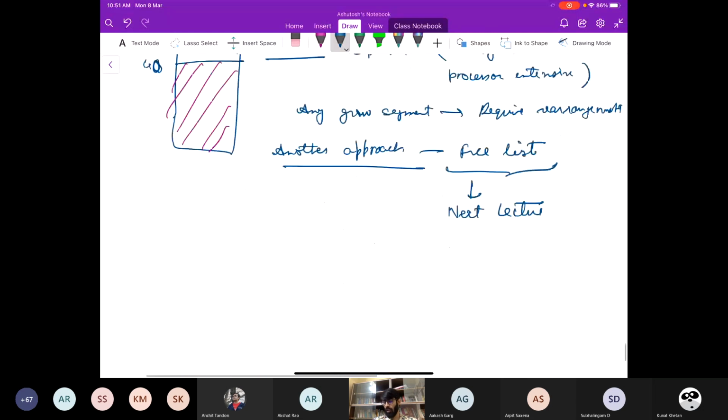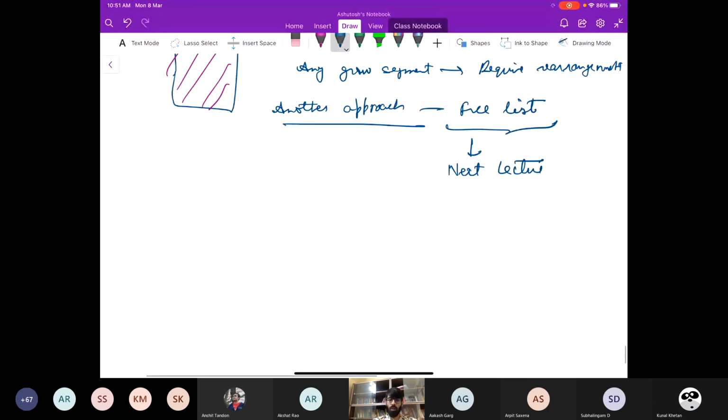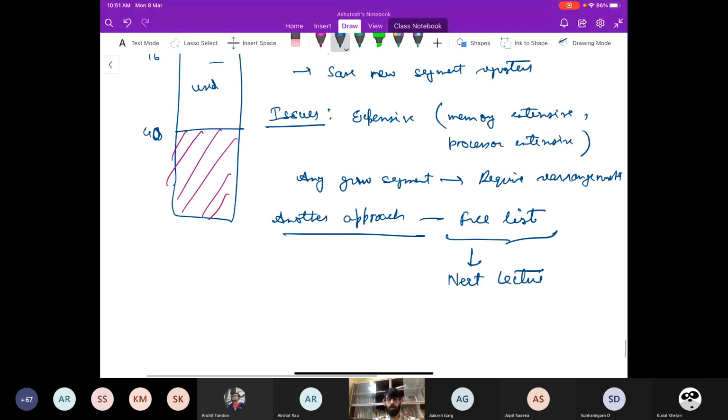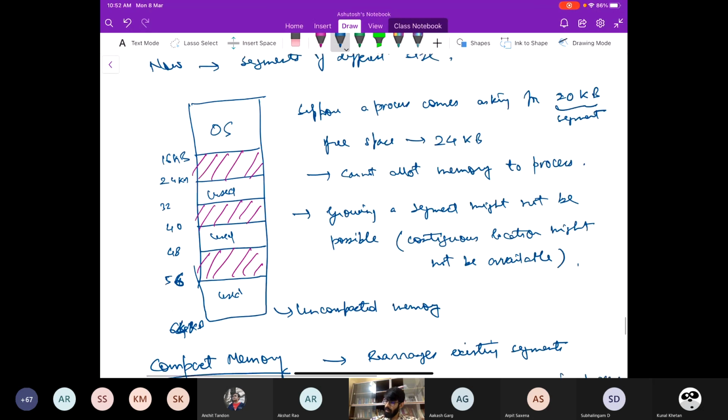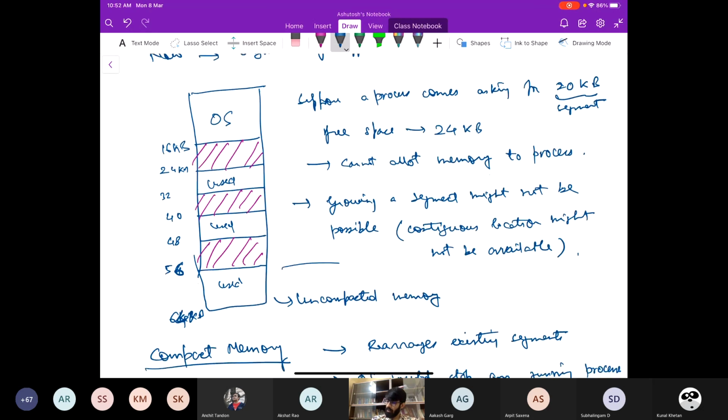So yeah, today we saw the segmentation thing and how the generalization of the base and bounds approach leads to managing the segments so that internal fragmentation is not there. But still, this thing is there, and this is external fragmentation, that there are small chunks of memory which are unused. And we will see how to take care of this in the next lecture.